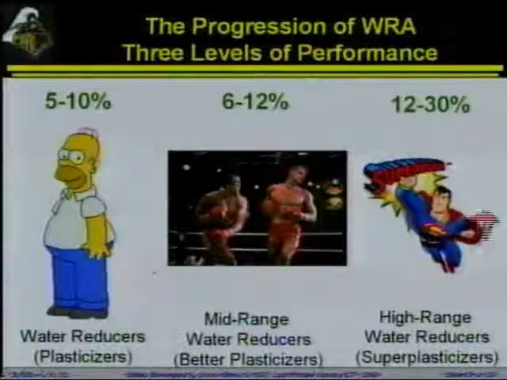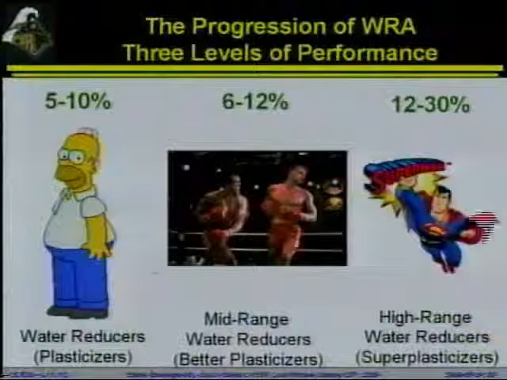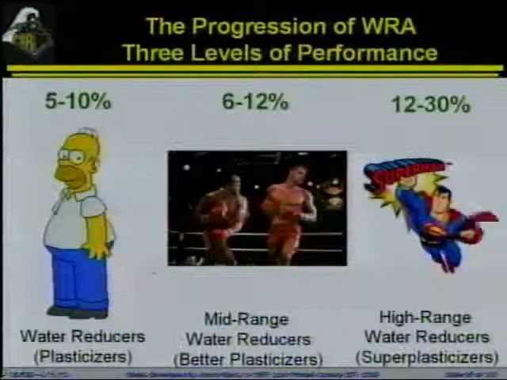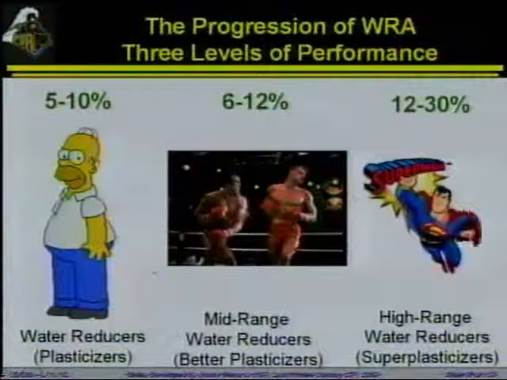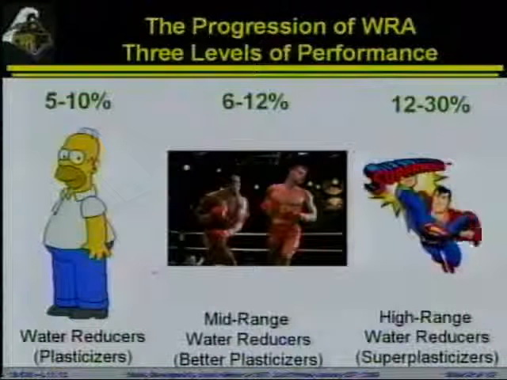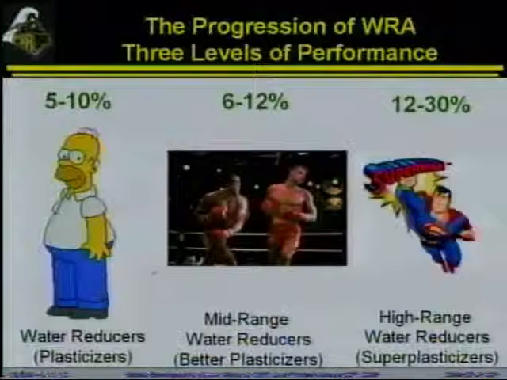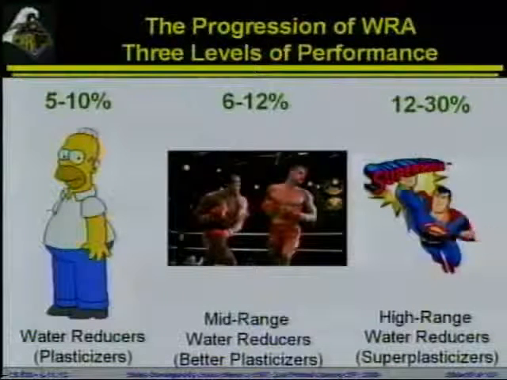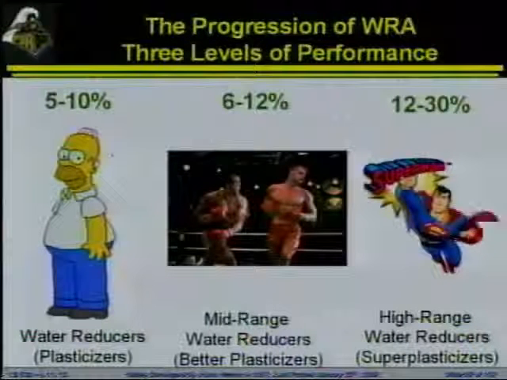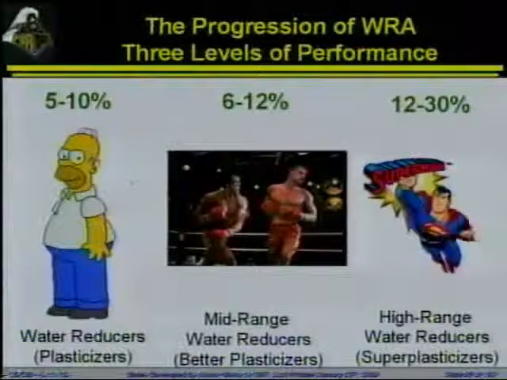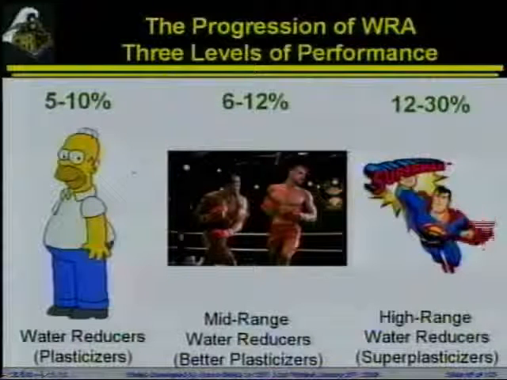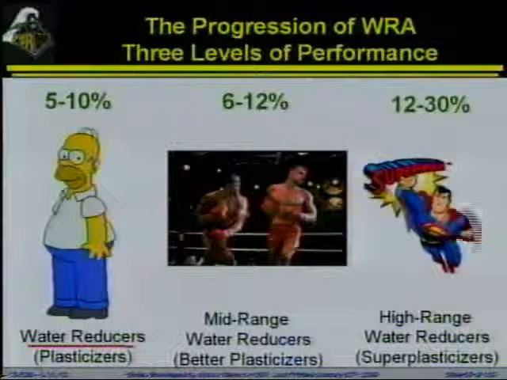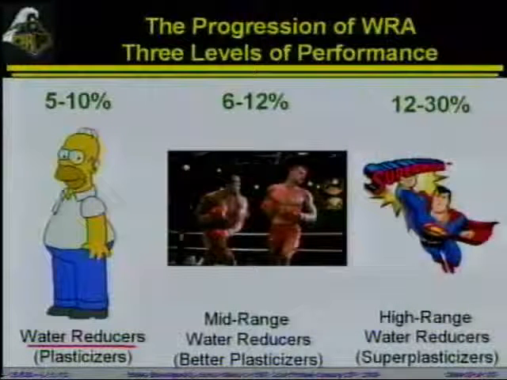Now, there are really what I would call three progressions of water reducer admixtures. There's probably a fourth one that's coming on, and it's really going to be bad because I'm going to have to find a new superhero to put on my three levels of performance. But really the most common types of admixtures that are out there, we can represent with Homer. Homer Simpson here is sort of the common man, even though he and Super Pig went on to conquer the world. Homer is sort of our view of the common man, and he's going to represent our average everyday water reducer or plasticizer.